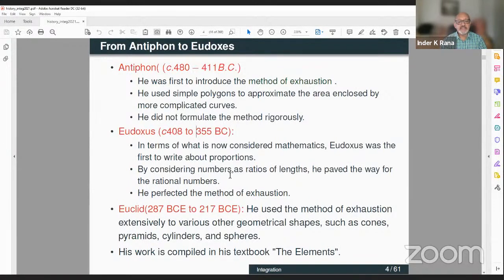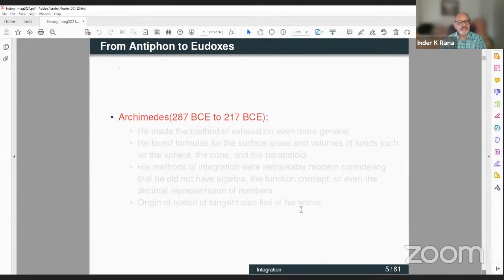by considering numbers as ratios of lengths. Okay, numbers were not defined as numbers at that Greek time. They were only ratios of lengths. He paved the way for what is called the rational numbers. So he was the one who defined arithmetic of rational numbers. And he improved upon the method of exhaustion given by Antiphon. So he perfected it more or less in his own way.